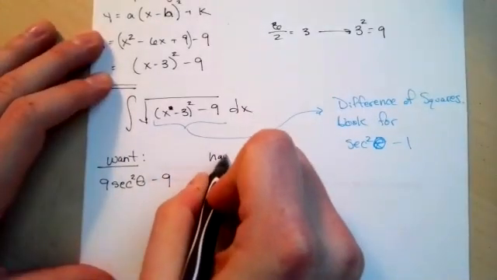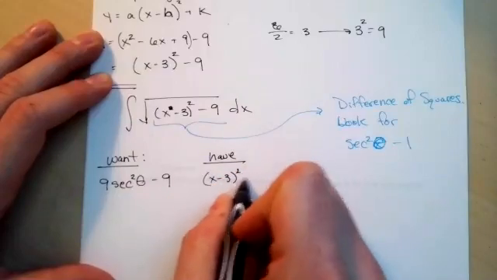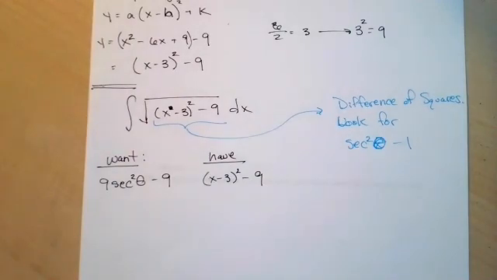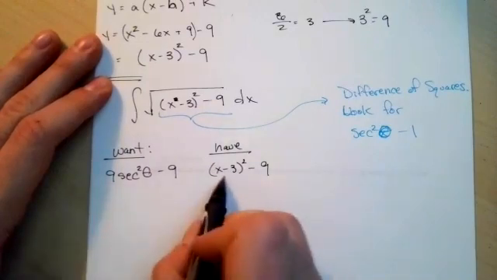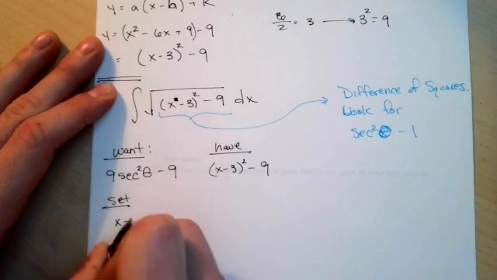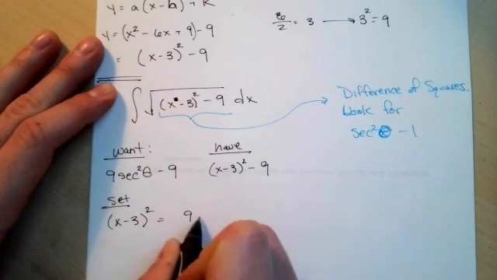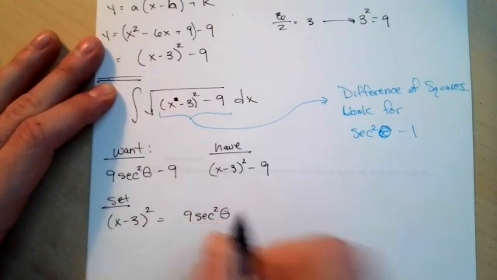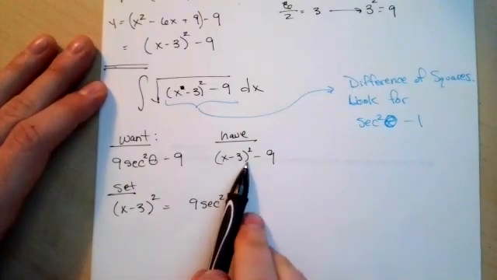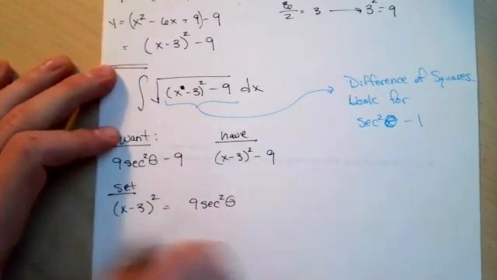And what do we have? We have x minus 3 quantity squared minus 9. So this one's going to be a little bit weird in terms of our substitution. Our substitution we want to make is to set this x minus 3 squared, that whole quantity, equal to 9 secant squared theta, right? If I replace that x minus 3 squared with 9 secant squared, that's what we want. And now to figure out our substitution for x, we just solve for x.